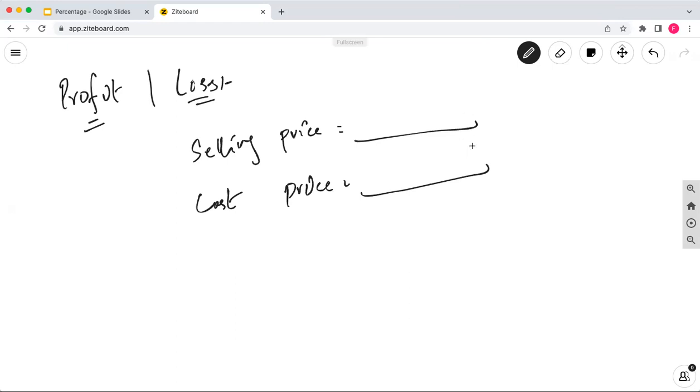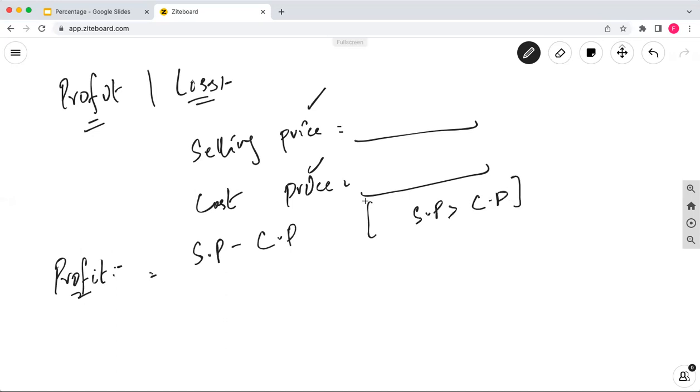Cost price is, let's suppose, if I bought an item for 100, that will be the cost price for me. And if I sell that further at 120, that will be the selling price, right? So you must know these two first. Now the next thing is profit. When we are selling an item at a higher price, what I get for that is selling price minus cost price. In this scenario, selling price is greater than cost price. The next thing is loss, and that is cost price minus selling price. In this scenario, our selling price is less than cost price.